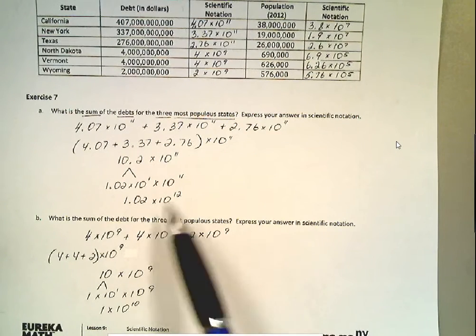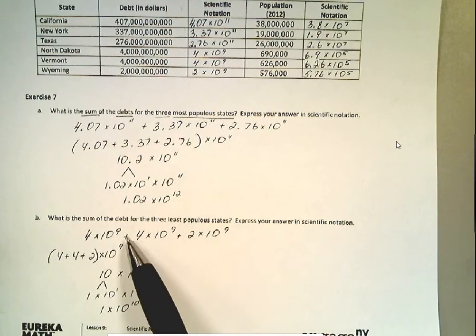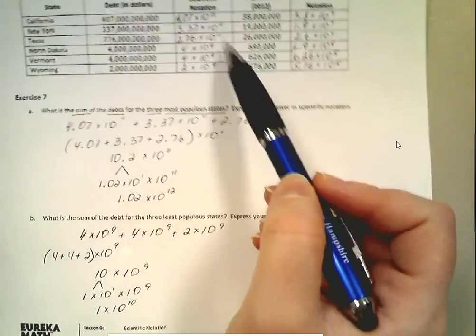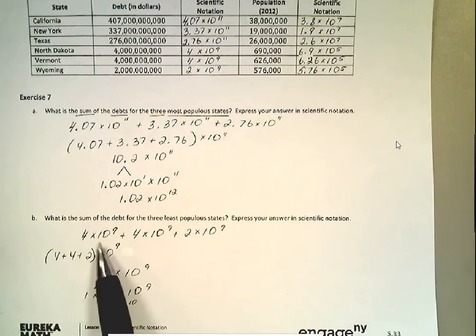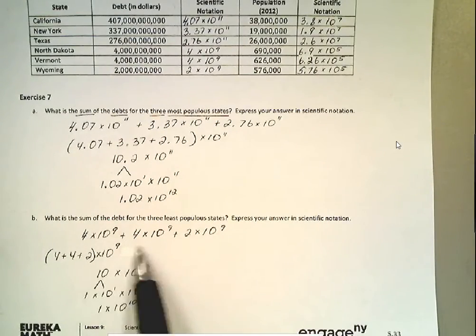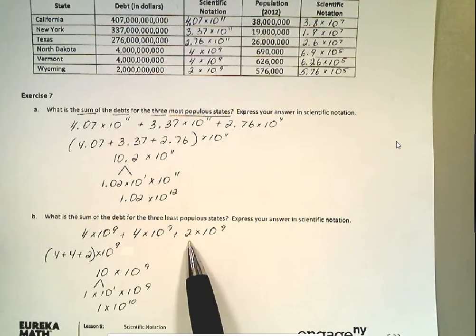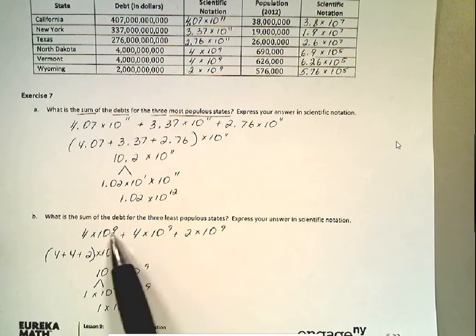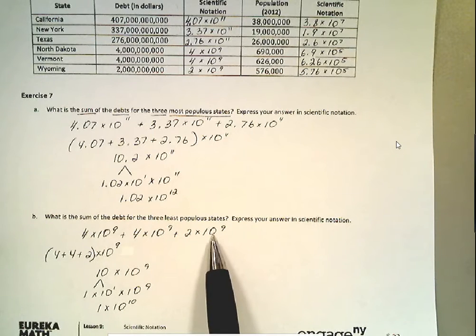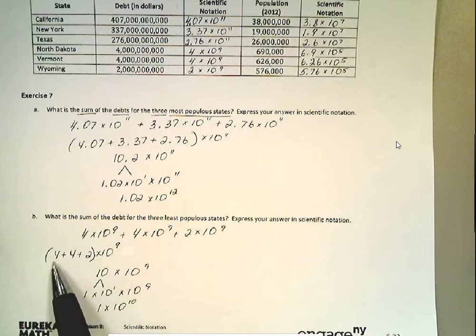Part B is the same thing, but now we're just combining the sum of the debt of the 3 least populous states. So we're adding these 3 numbers together. 4 times 10 to the 9th plus 4 times 10 to the 9th plus 2 times 10 to the 9th. The magnitude is also the same. We have 10 to the 9th in all 3 cases. So we are going to use distributive property and put 10 to the 9th outside of the parenthesis. After we do that and combine the numbers inside, we are going to get 10 times 10 to the 9th.